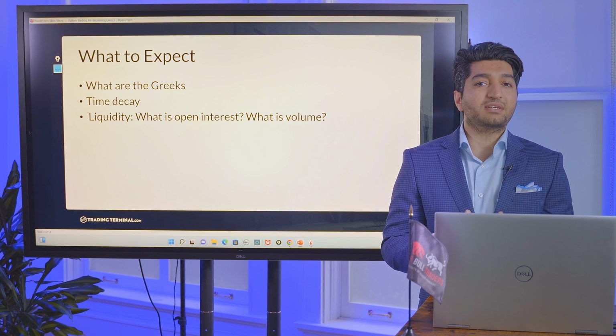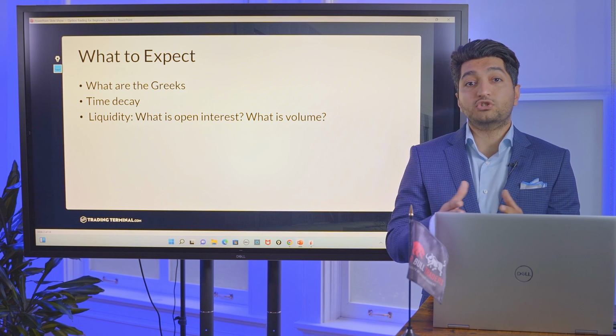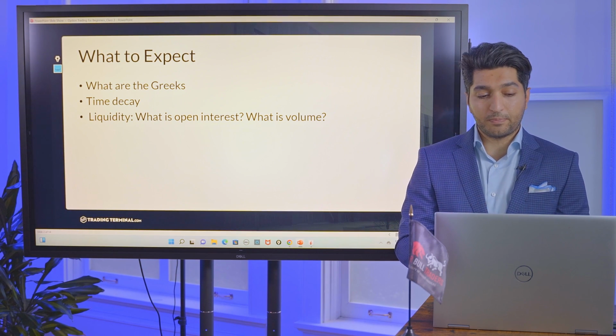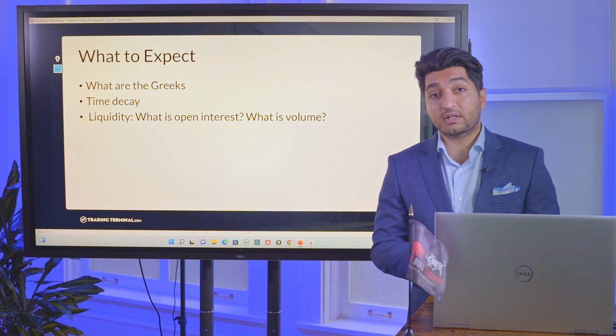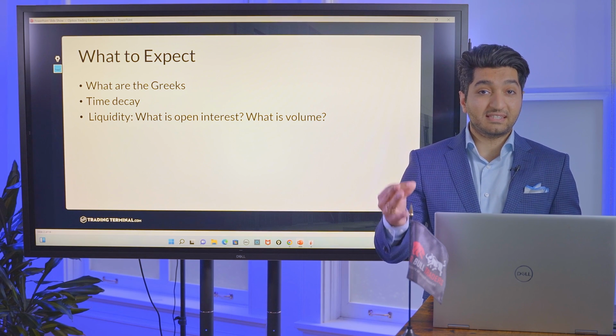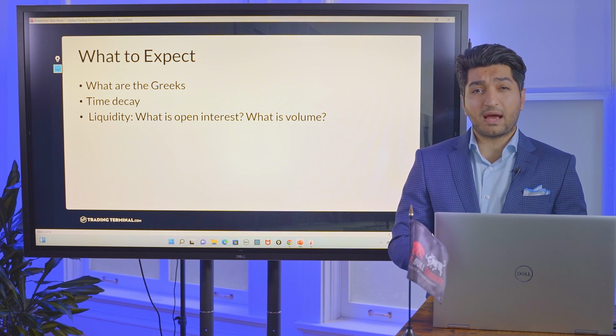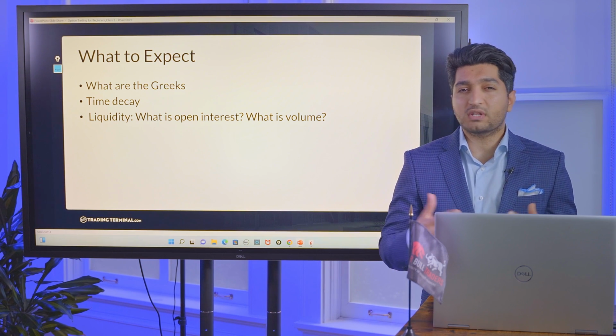See, option trading can actually be really easy. A lot of people make it complex, but the genius is in keeping it simple. We're going to talk about the Greeks. Most specifically, we're going to talk about delta, gamma, vega, and theta. We're going to talk about time decay a little bit more, and we're going to spend some time on liquidity. What is open interest?